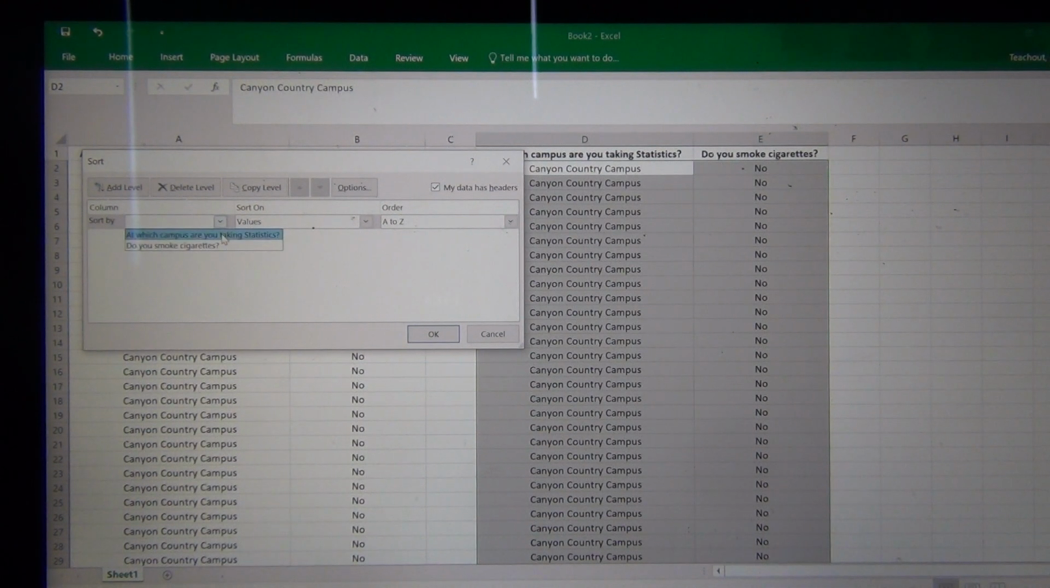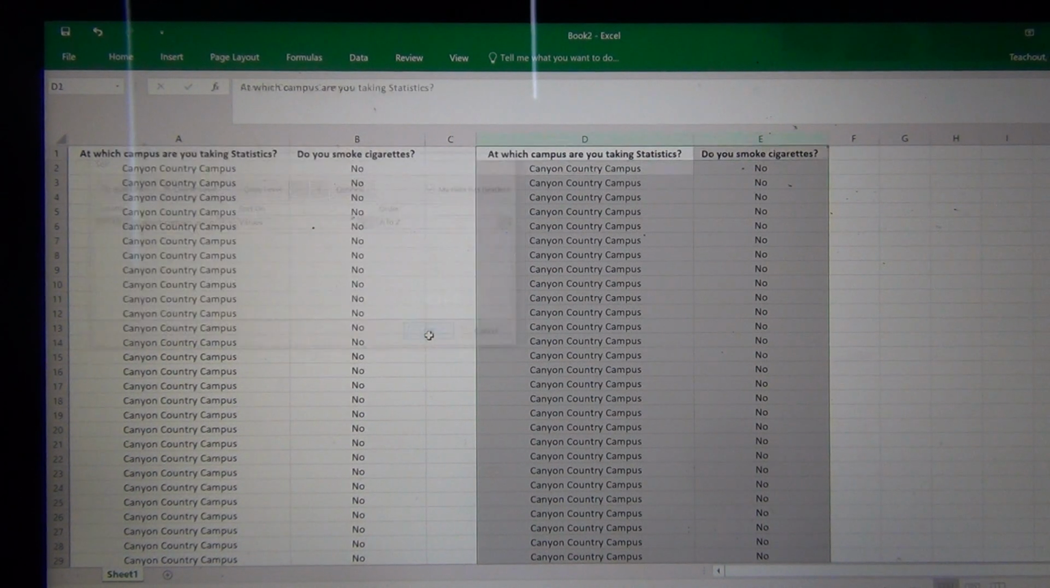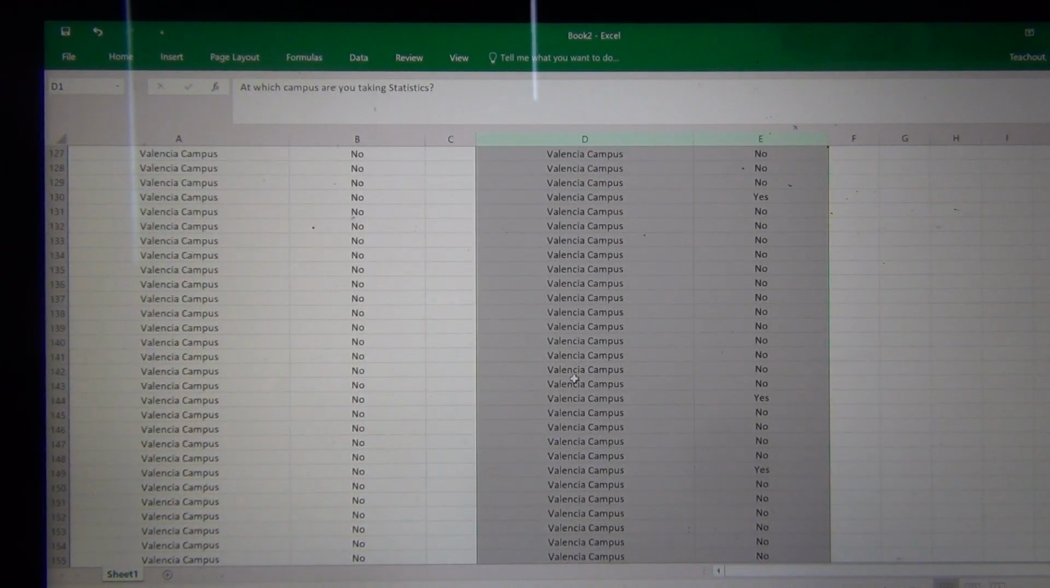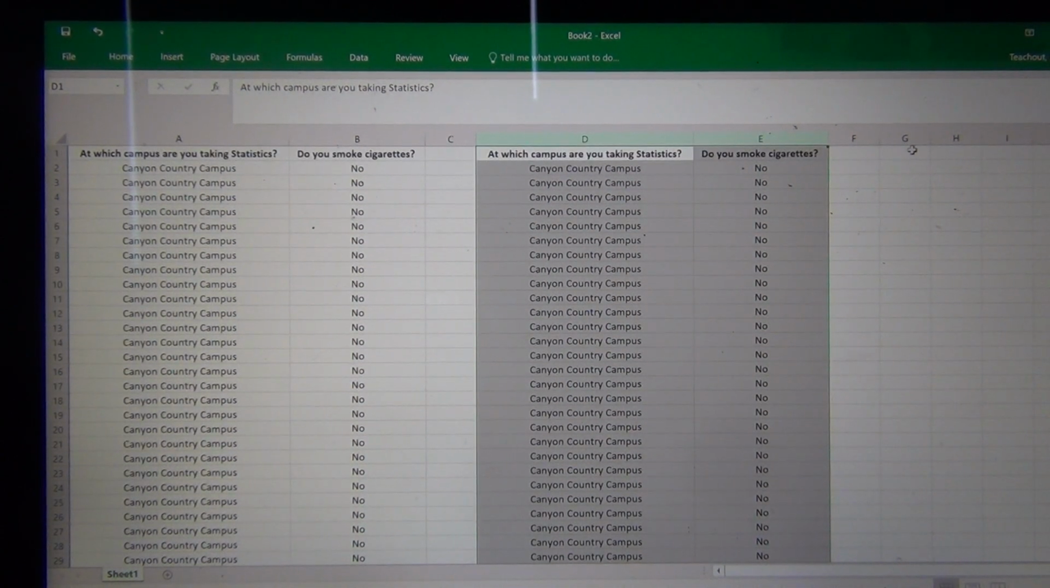And then I'm going to sort just by campus. What it's going to do is put the campus data in alphabetical order, but it's going to keep the connection to what the person said about whether they smoke or not. That's what we mean by a custom sort. So I'm going to go ahead and sort by campus. Now what's happened is that all the Canyon Country people are together and all the Valencia people are together. So now I'm going to create some new columns here.